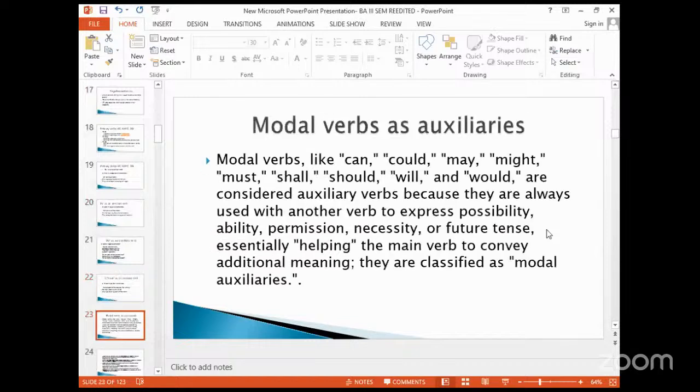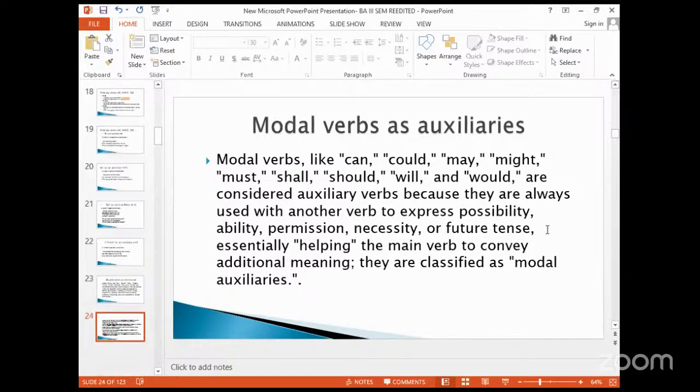Now, modal verbs as auxiliaries. Modal verbs like can, could, may, might, must, shall, should, will, and would are considered auxiliary verbs. And please remember, these are purely helping verbs. Unlike the primary verbs, which can be main and helping, modal verbs can only be helping verbs. Because they are always used with another verb to express possibility, ability, permission, necessity, or future tense, essentially helping the main verb to convey additional meaning, they are classified as modal auxiliaries.